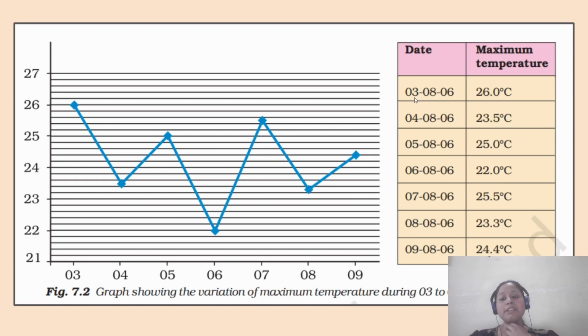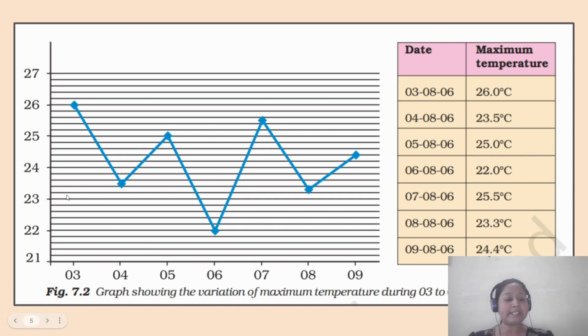On the 3rd the recorded temperature was 26, on the 4th it was 23, on the 5th it was 25, 6th it was 22, 7th it was 25, 8th it was 23, and 9th it was 24. So the minimum temperature one can observe is 22 here, so we can start the graph from 21, and the highest temperature one can notice here is 26 degrees Celsius. You can take a little more on the y-axis, and accordingly we can plot.